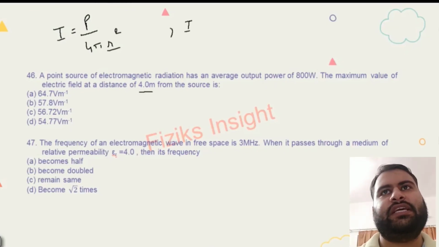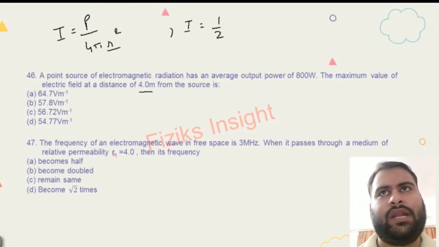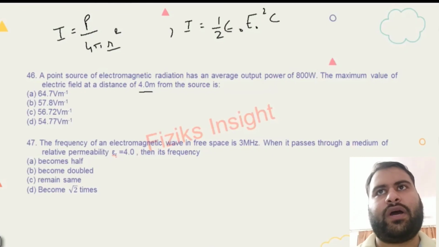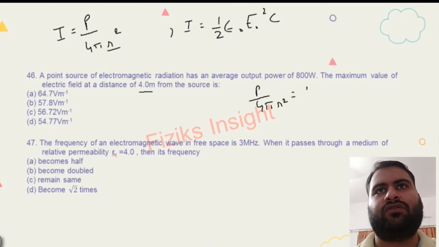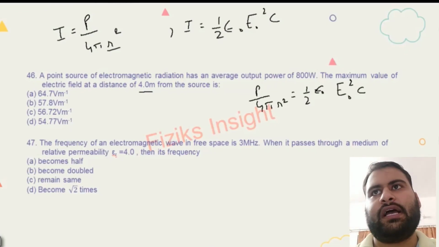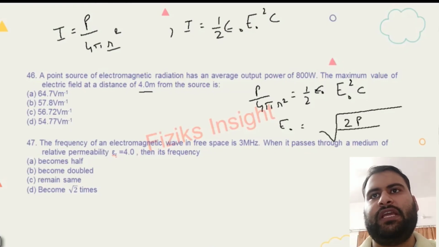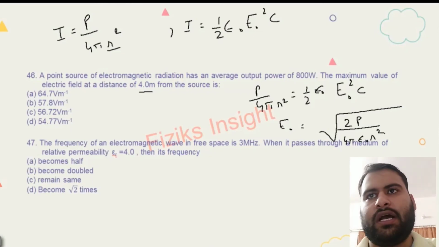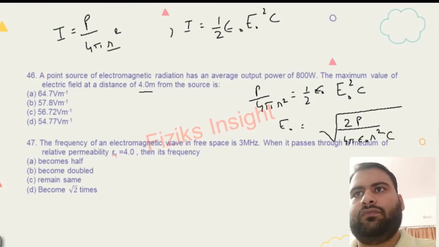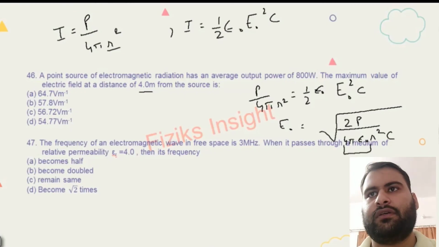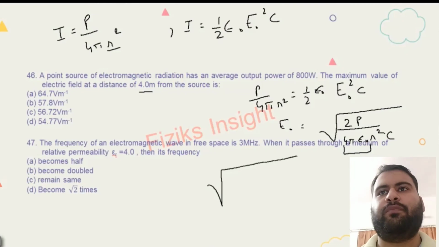Also intensity is equal to 1 upon 2 epsilon naught E naught square C. So by comparing these two relations, we know P upon 4 pi r square is equal to half epsilon naught E naught square into C. From here the value of E naught comes out to be root of 2P upon 4 pi r square epsilon naught C. Okay. Now power is given to you.